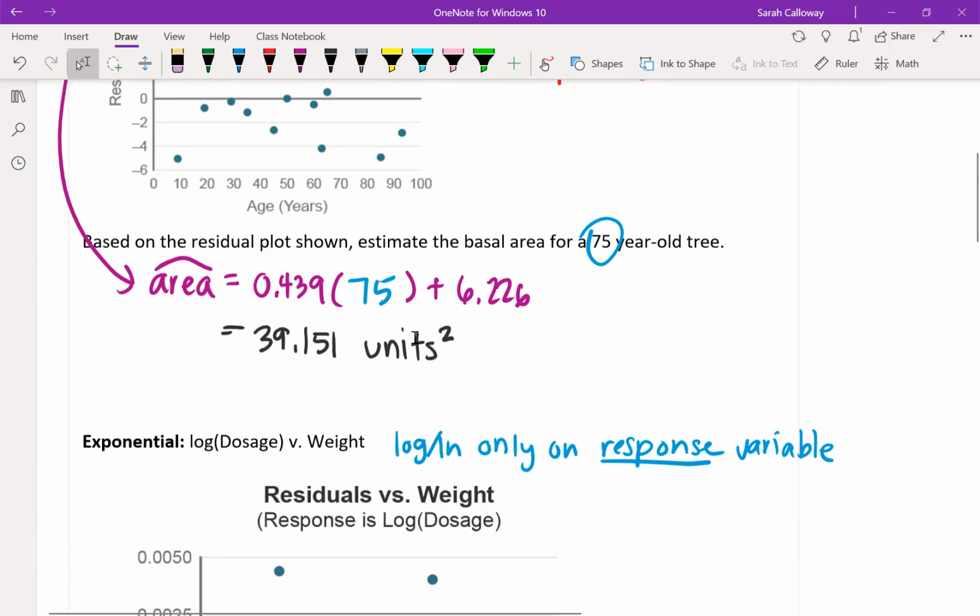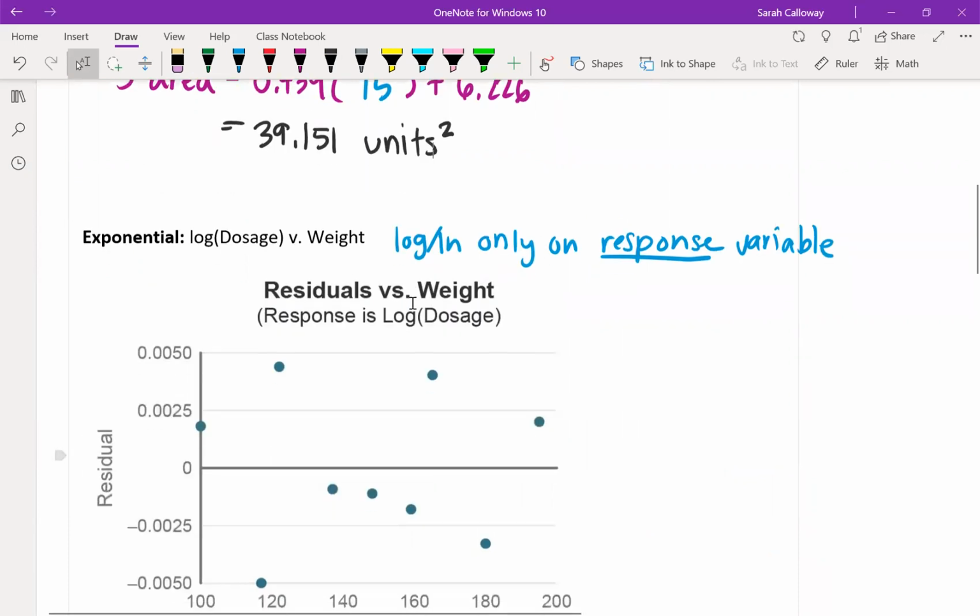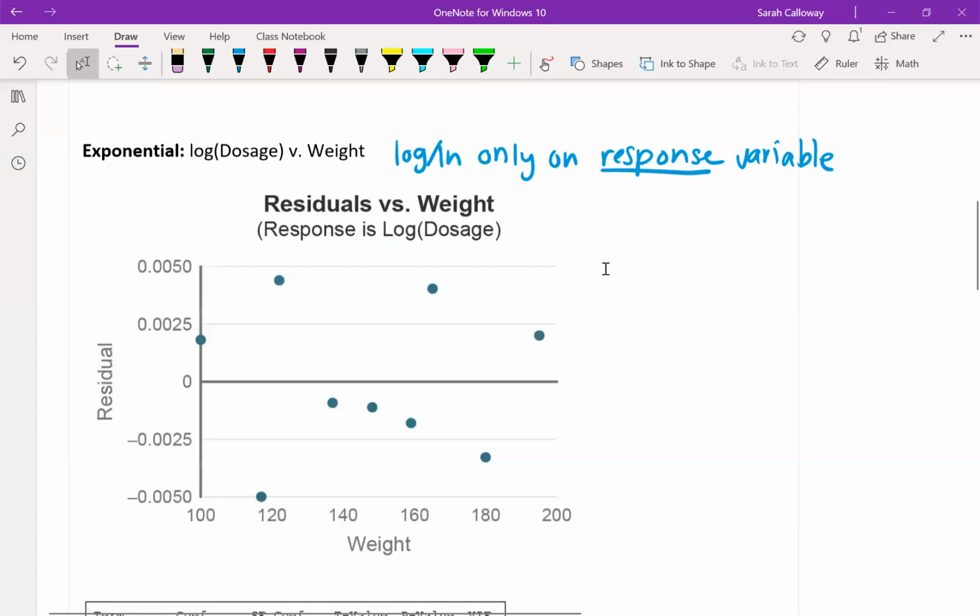The next type of function that we looked at was exponential functions. I can tell exponential functions are used when I have a log or an ln of only the response variable. Remember that when it's written like this, it's always the response versus the explanatory, so it's always y compared to x.